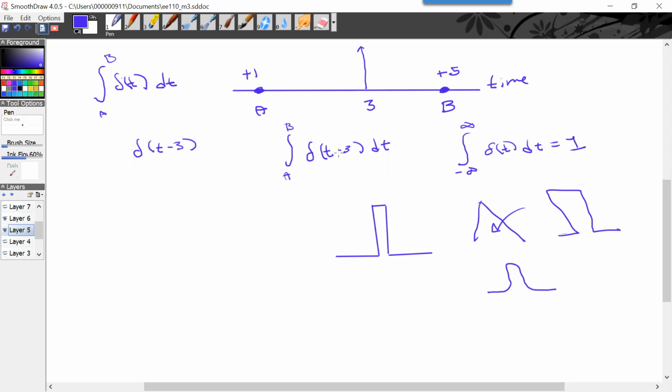So really, we can just do this by inspection, because an ideal delta function is infinite in height, but it's also infinitely small in width. So this delta function is well within the limits, and so in this case, it's going to equal 1.